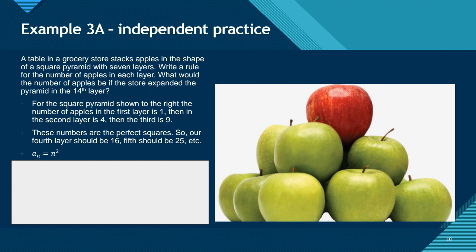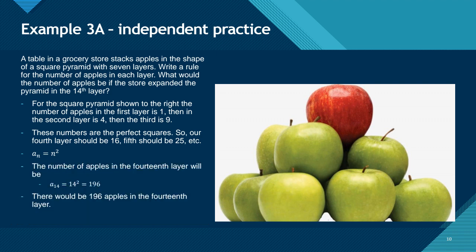So by applying that logic, you should get that the rule to find the apples in each layer is a sub n equals n squared. So if this store were to expand the apples to the 14th layer, how many apples would be in the 14th layer? So you substitute 14 in, you get a sub 14 equals 14 squared, or there would be 196 apples in the 14th layer.